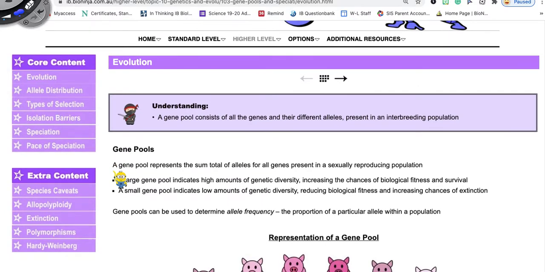So let's get started. The first essential understanding for evolution is that a gene pool consists of all the genes and their different alleles present in an interbreeding population. An interbreeding population is a population of organisms of the same species that can breed with each other.